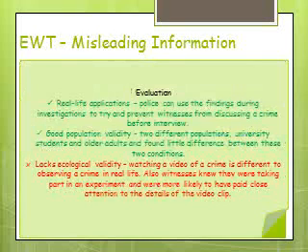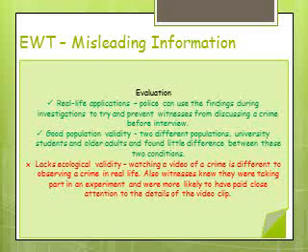Real-life applications. The police force can now use these findings during the investigation to try and prevent witnesses from discussing a crime before the interview. Good population validity, so two different populations, university students and older adults, were used, and there were little differences between them. Also, the use of a control group means that we can compare the information, so it wasn't just that the film was ambiguous and that affected the recall. It was down to the discussion between the participants.